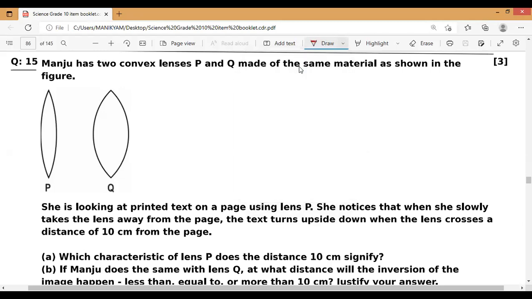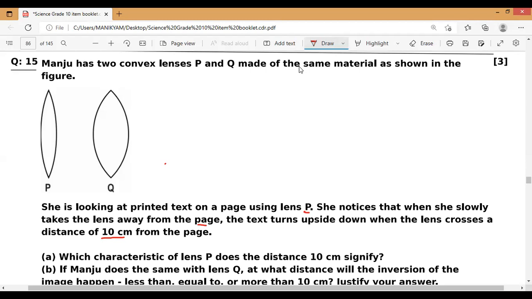So now she is looking at printed text on a page using lens P. She noticed that when she slowly takes the lens away from the page, the text turns upside down when the lens crosses a distance of 10 centimeter from the page. So anybody can guess what is the focal length of the lens? Less than 10, greater than 10, or equal to 10?